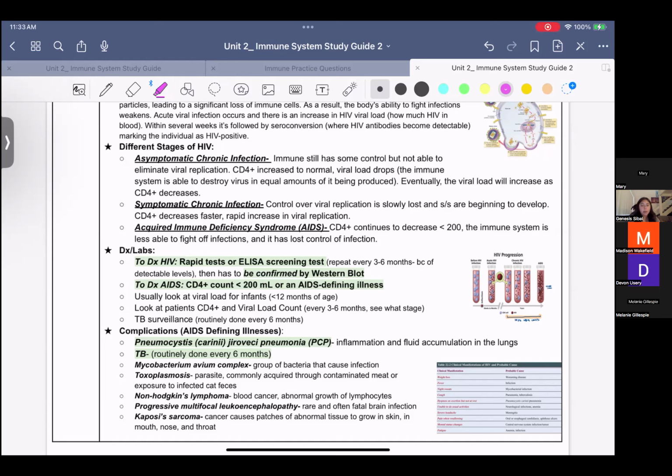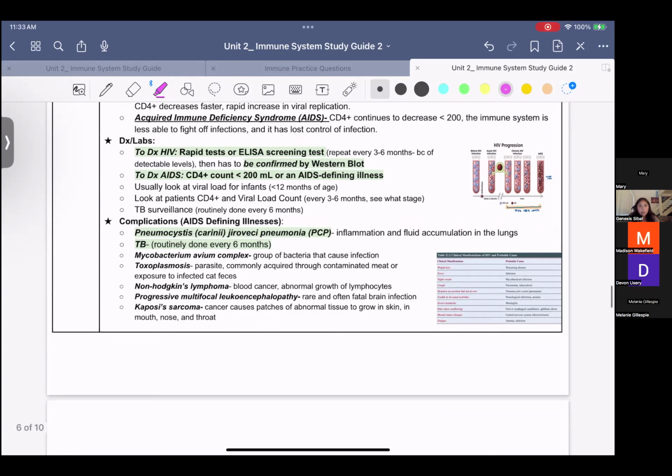Okay, and then for symptomatic, now you actually have symptoms. So the control over viral replication is slowly lost. Your immune system's not able to help fight that anymore. And then your signs and symptoms will start to develop. Your CD4 decreases faster, and the viral replication keeps going.